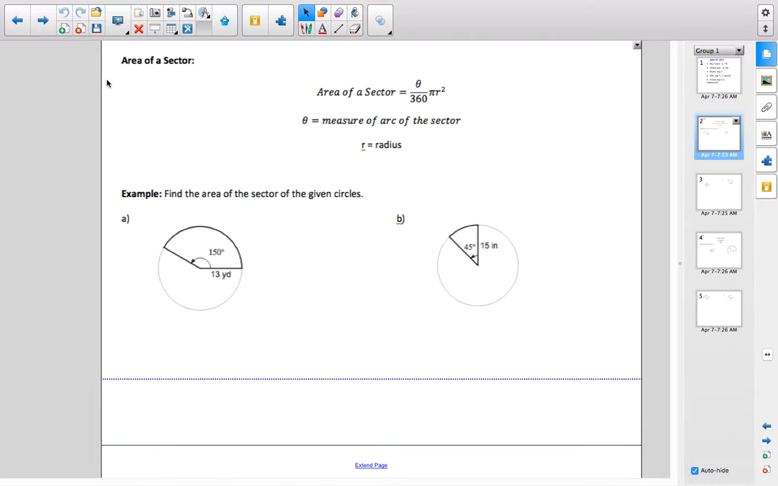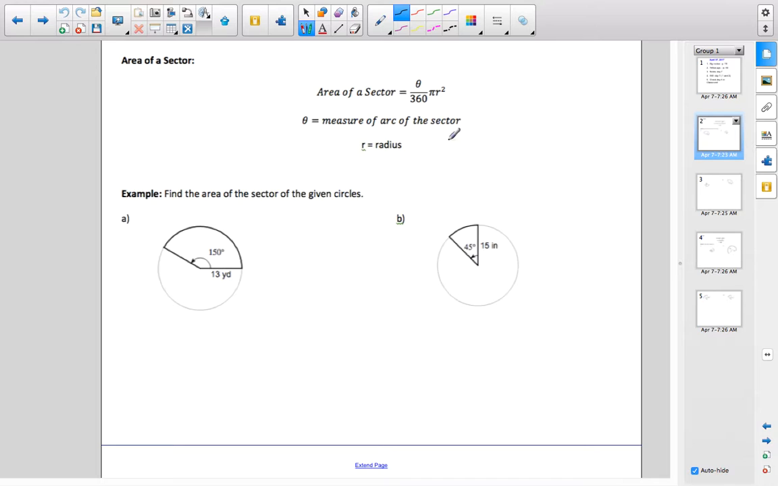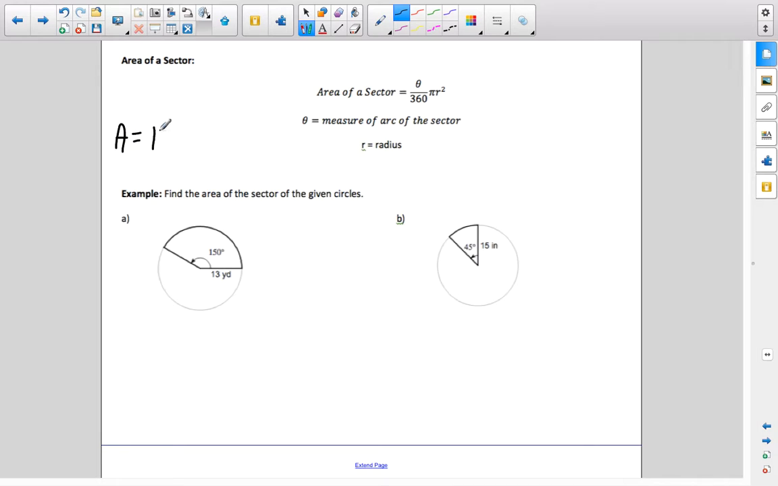Today we're doing day 7 notes, and the first thing we're going to look at is how to find the area of a sector, which just means a piece of the pie. Instead of knowing or figuring out what the whole area of this circle is, pi r squared is my formula if you remember, the area of a circle, pi times radius squared. I just want this portion.